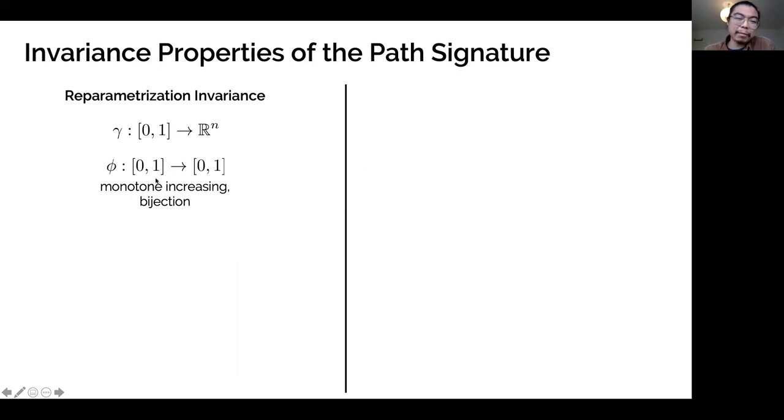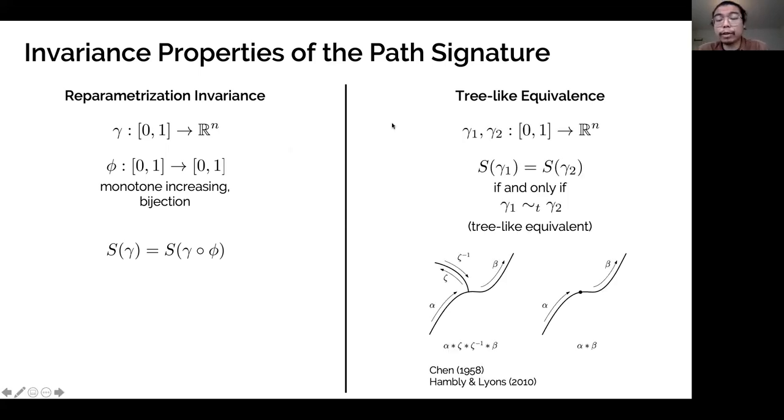So if I take some Lipschitz monotone increasing bijection that reparametrizes the time axis, the signature is going to be invariant under this. And in fact, the full invariance of the signature was characterized as something called tree-like equivalence. So if we have two paths, gamma 1 and gamma 2, we say that the signature of these two paths are equal if and only if the two underlying paths are tree-like equivalent.